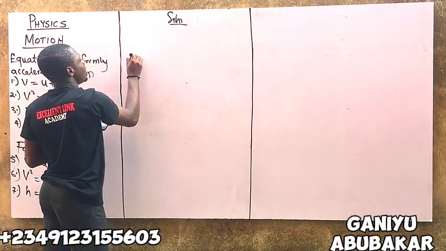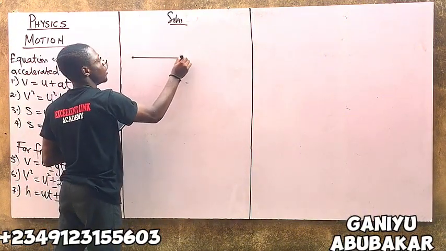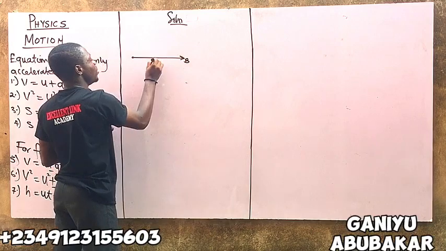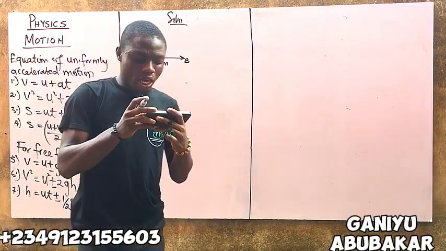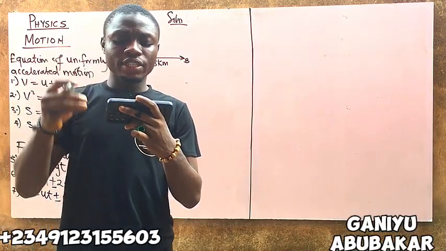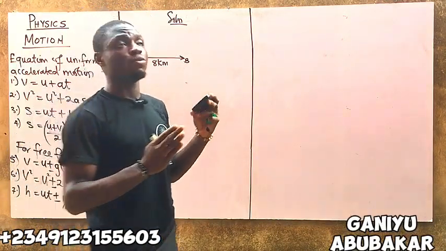So the body travels, let's say, 8 kilometers. Let's say this point here travels 8 kilometers to point B. And then 6 kilometers northward. You know, you have north, west, east, south. North is facing what? Upward.